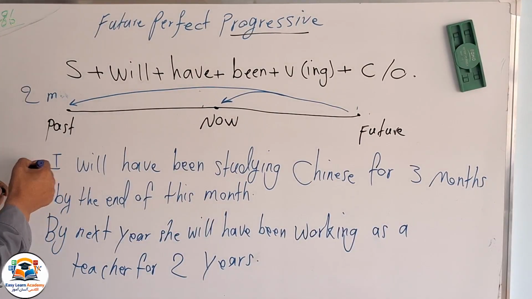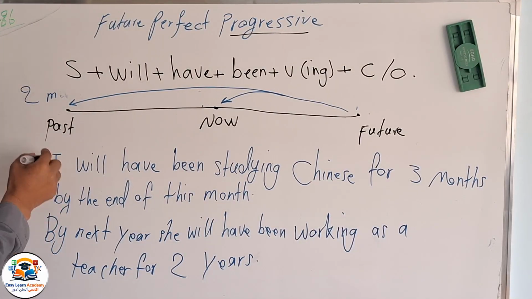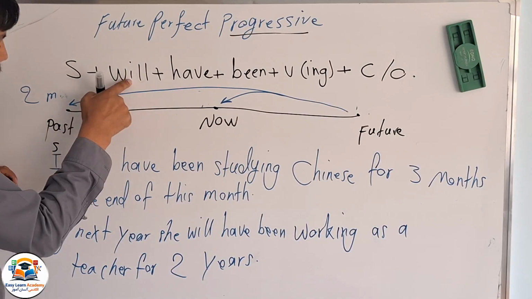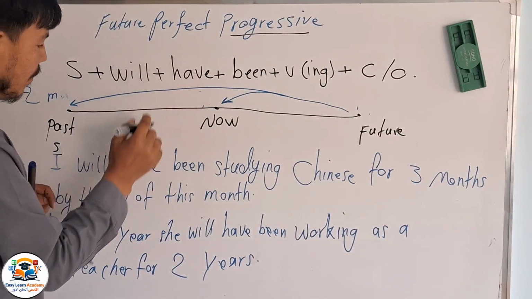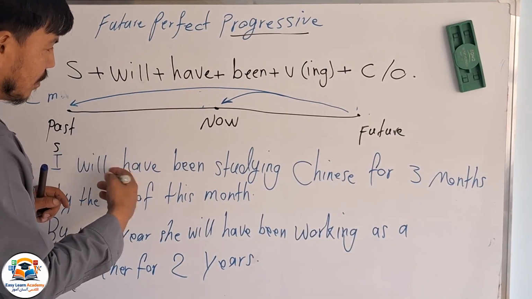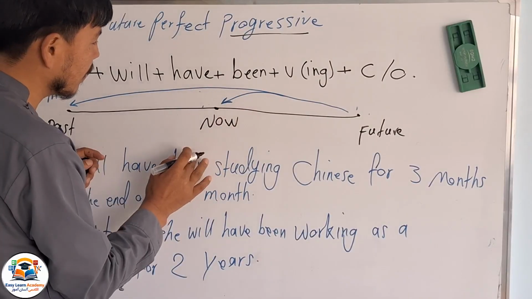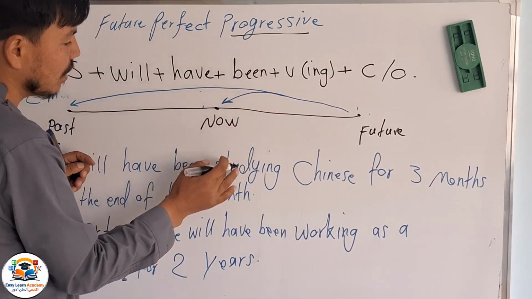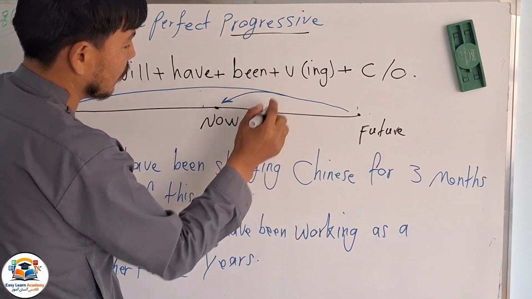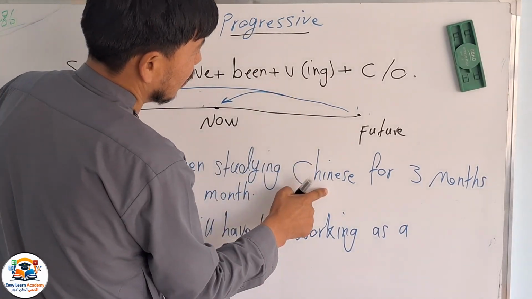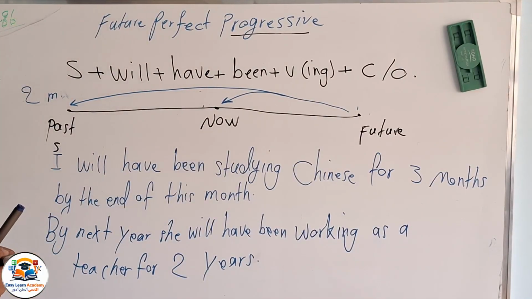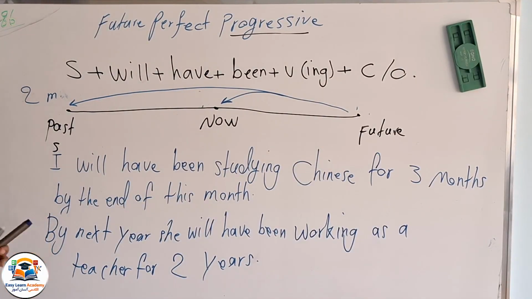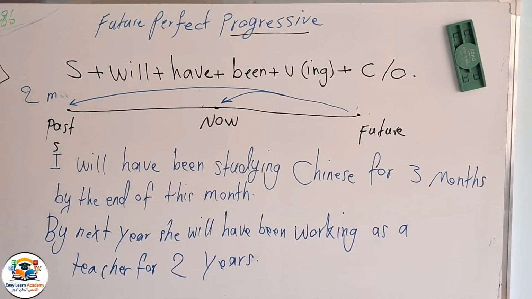I will have been studying Chinese for 3 months by the end of this month. So here we have the subject, then the verb will, as you see in the structure or formula as well, then have, which is in our formula, then been, which is here, then verb study, studying with ing, and then Chinese for 3 months. This is the rest of the sentence. Okay, or you can write the word by, as I wrote here, at the beginning of your sentence.